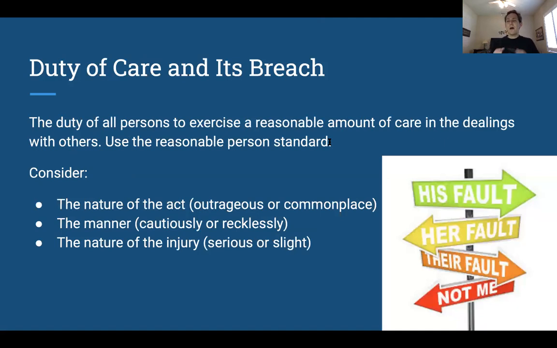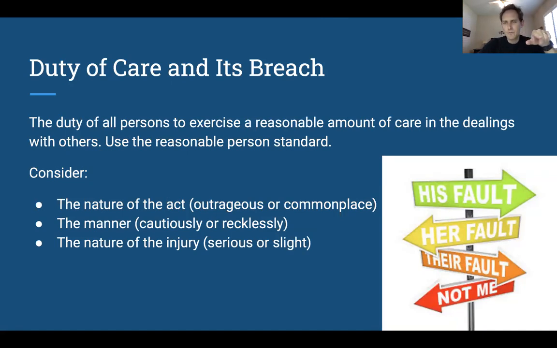So now we get back to the elements of negligence, and this is important. Remember, the first element of negligence is duty, meaning the defendant has to owe a duty to the plaintiff. The plaintiff, again, is the one that got injured or suffered some damage, and so the defendant has to owe a duty to the plaintiff.